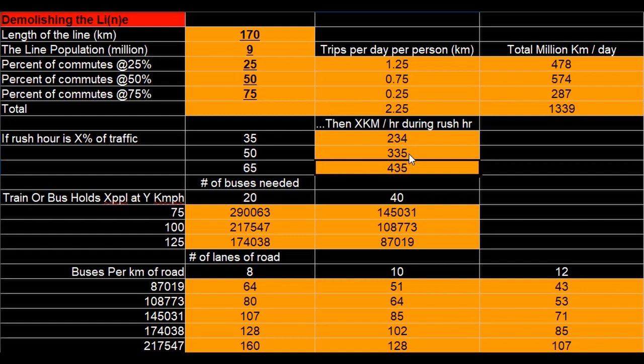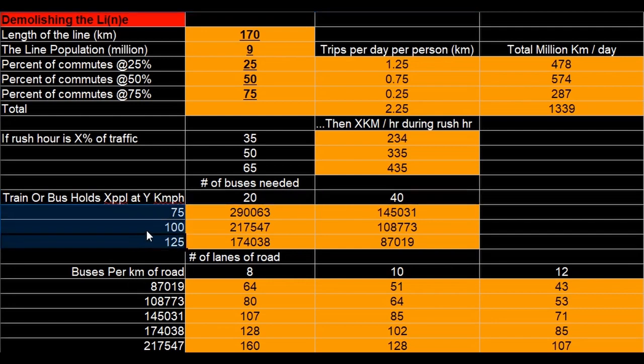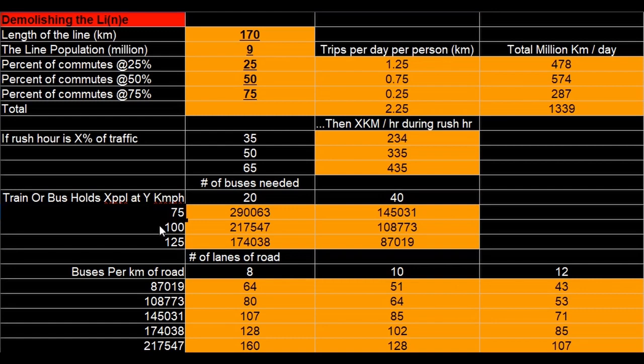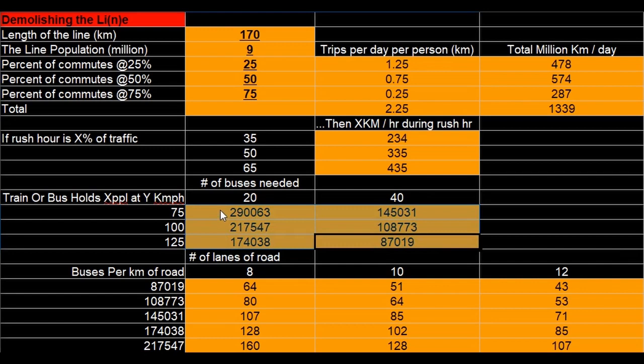I believe this includes the morning and evening rush hour. So we're assuming buses during our rush hour. We have our bus persons per bus of 20 or 40. Then you have your speed of the bus in kilometers per hour, 75, 100, 125. You get this range based on your speeds and how crowded the bus is.